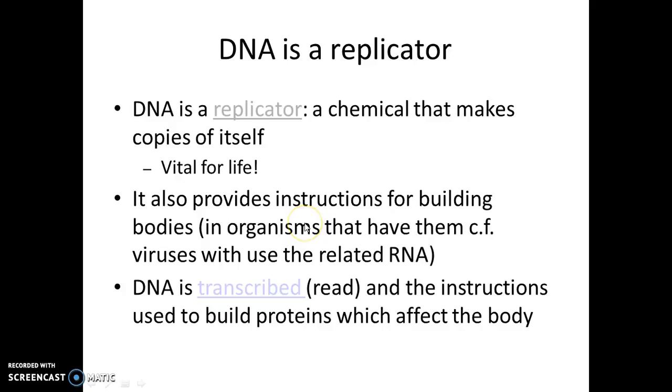Yeah, so DNA is a replicator. So it makes replicated copies of itself. That's how cells divide. That's how we reproduce, by copying ourselves. Well, not copying ourselves, but DNA copies itself. But it also provides instructions for building bodies. I mentioned earlier on, inside every cell with a nucleus, and not all cells have nuclei, there's the recipe of you. The book of you, the recipe of you.